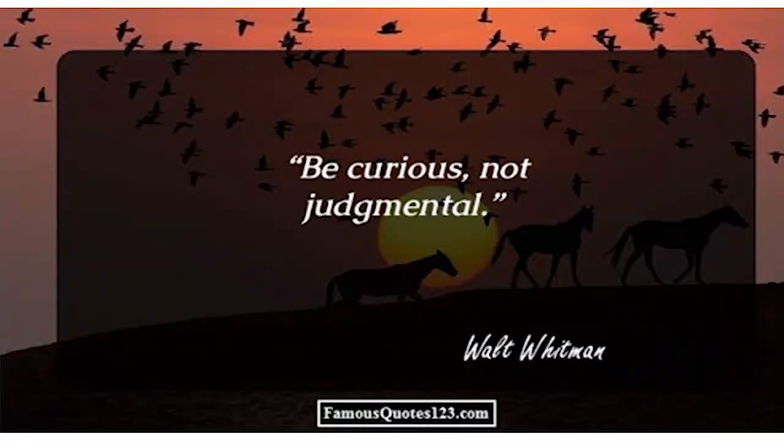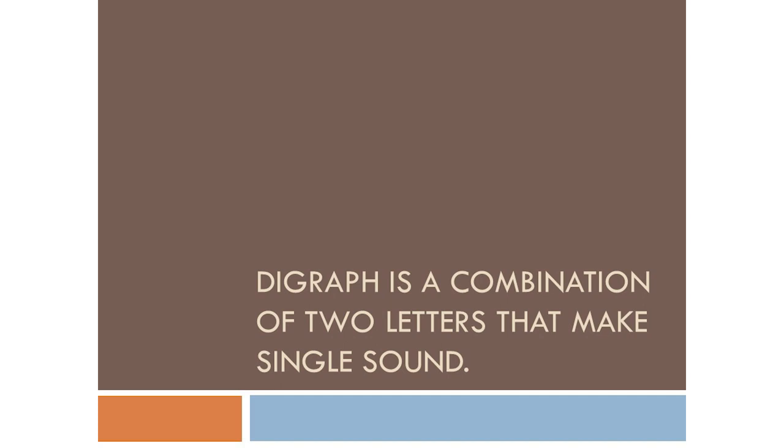What is digraph? A digraph is a combination of two letters that make a single sound. It can be made up of vowels or consonants. Consonant digraph, now we'll see. S is a consonant letter. H is also a consonant letter. Both the letters join together and give a single sound, sh.